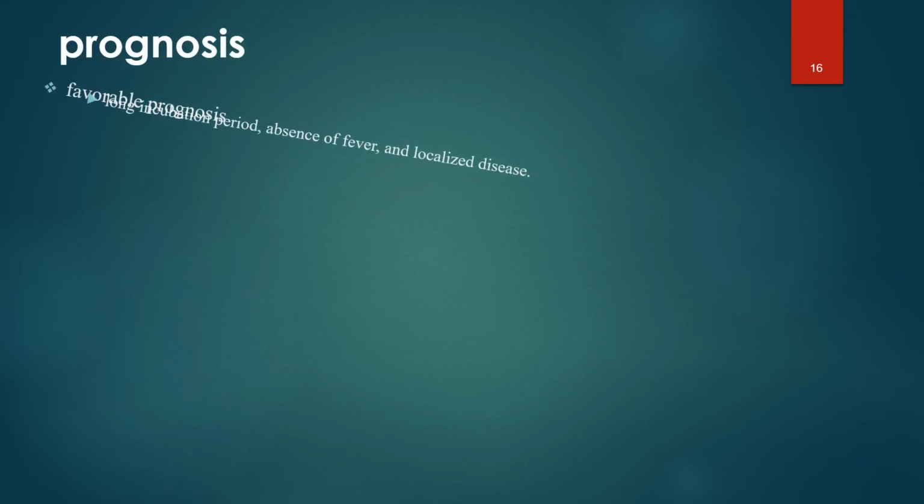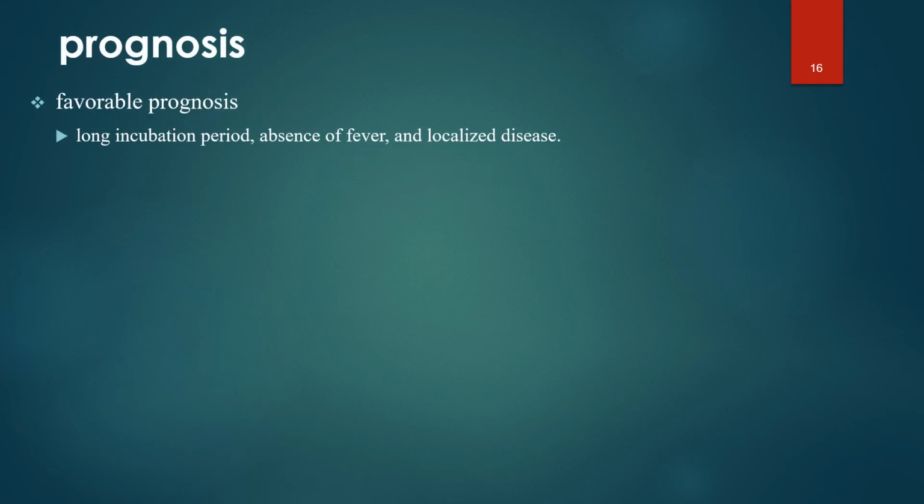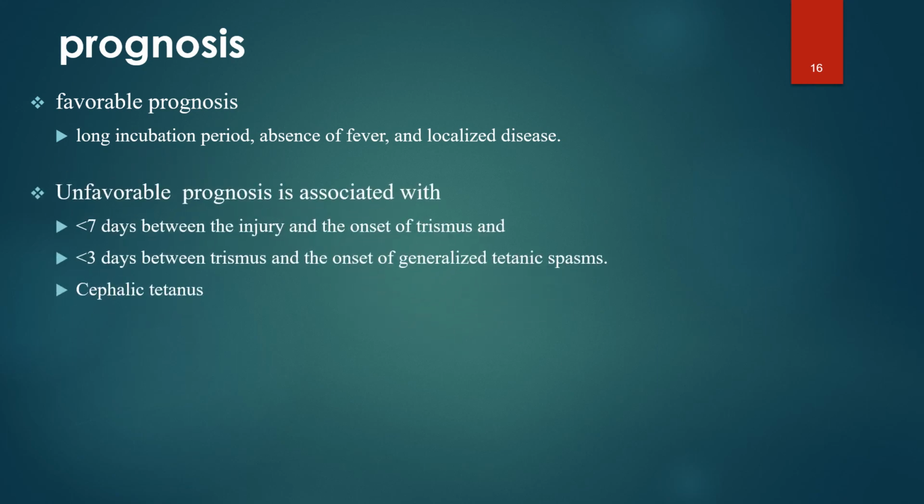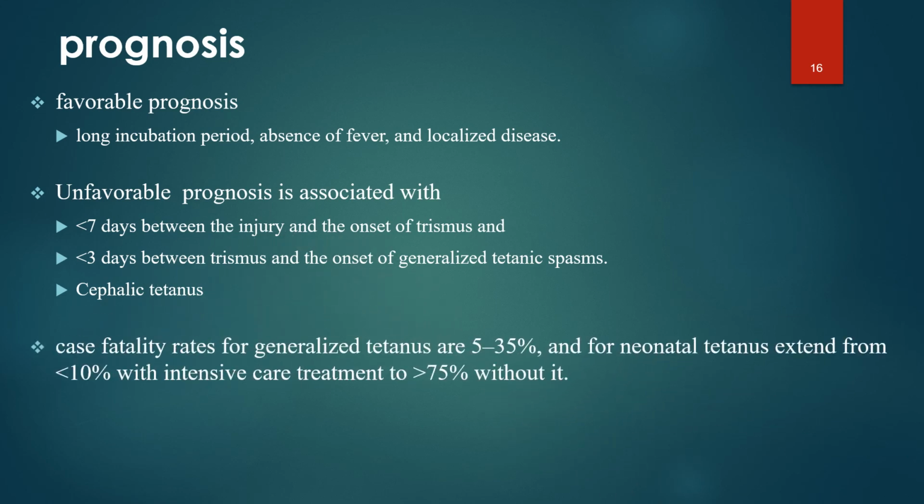Now, when we see the prognosis, the favorable prognostic signs are a long incubation period, absence of fever, and localized disease. Whereas unfavorable prognostic signs in tetanus include less than 7 days between the injury and the onset of trismus, and less than 3 days between trismus and the onset of generalized tetanic spasm, and cephalic tetanus is a poor prognostic sign. Case fatality rates for generalized tetanus are 5 to 35%, and for neonatal tetanus extend from less than 10% with intensive care treatment to greater than 75% without treatment. And the mortality is highest in the very young and the very old age group.